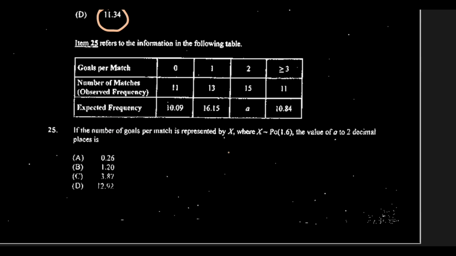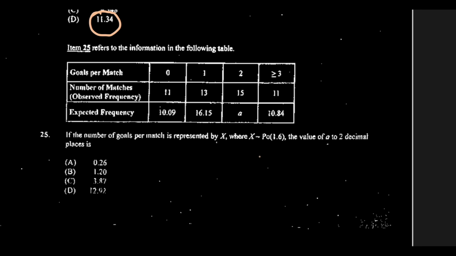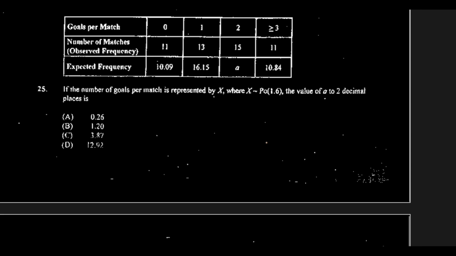Alright, so this next question says if the number of goals per match is represented by x, where x is a Poisson distribution and has an average of 1.6, the value of a to 2 decimal places is, so this is what we're looking for. The value of a here to 2 decimal places, what would that be? If we're looking for the value of a, we're looking for the probability for 2. They already did it for 0, 1, and anything that's more than or equal to 3. So we have to determine it when the probability is equal to 2.